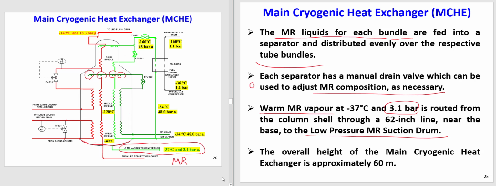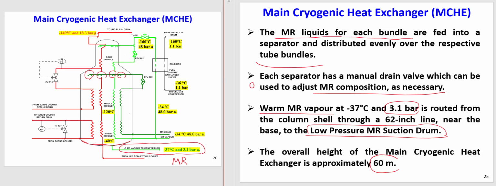So in the mixed refrigeration unit, you remember we had first a suction drum, then evaporator, then compressor. So this goes first to the low pressure suction drum and then to the compressor. The overall height of the main cryogenic heat exchanger is approximately 60 meters. So this is very important information. The overall height of this mixed refrigeration heat exchanger is about 60 meters.